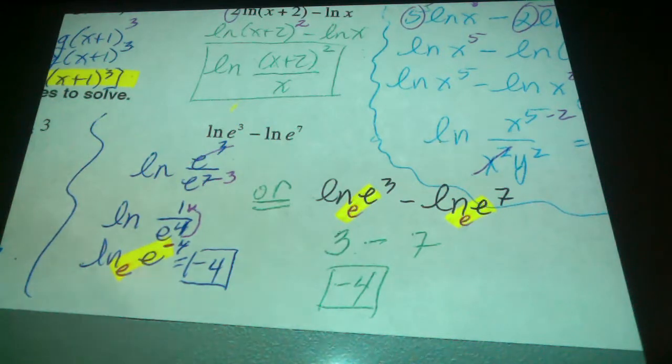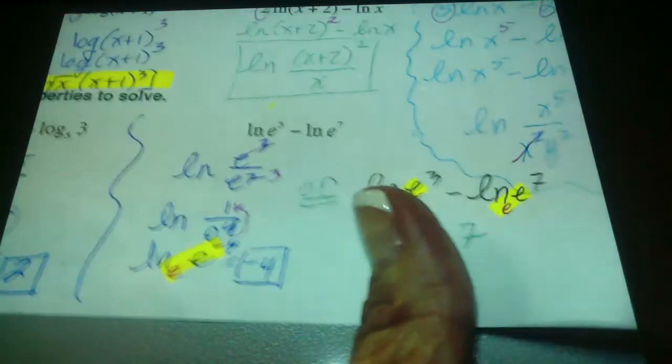But you still got the same answer doing it the long way. But I like the short way, don't you? So, flip. I have 5 problems for you to do. And then we'll be done. So these are all on your own.